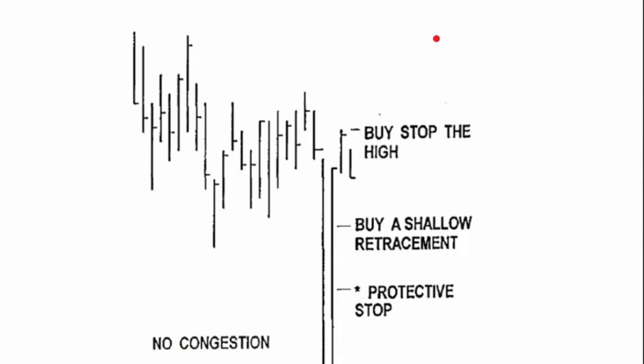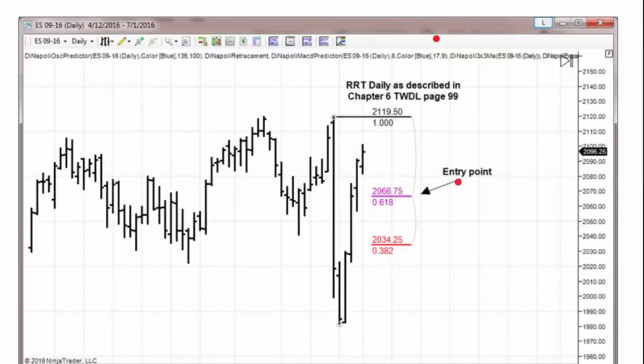Page 99, Chapter 6 of Trading with the Napoli Levels. This is published in late 1998. We have a formation and a signal called the railroad track. Remember that the book was done in 1998. We have a picture, and when you get this picture, you want to buy a shallow retracement. So I knew that railroad tracks existed, since I wrote the book.